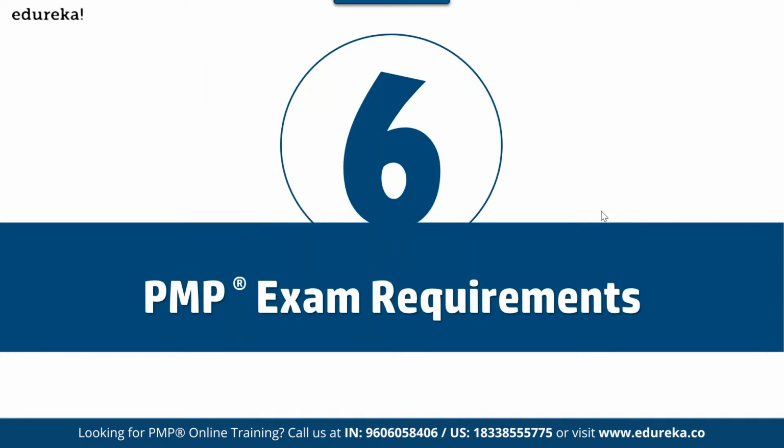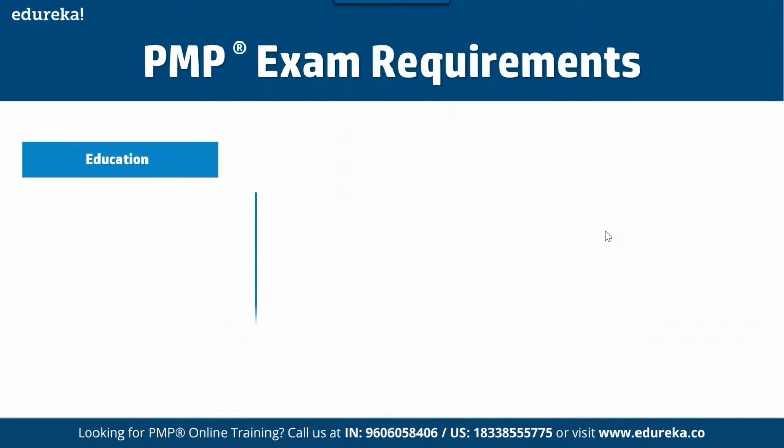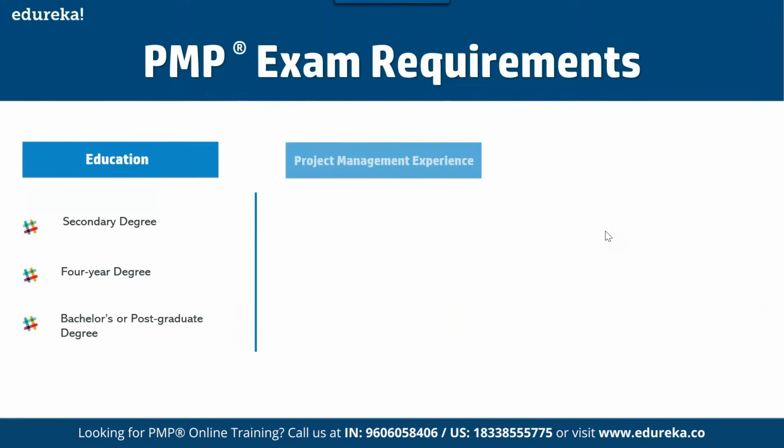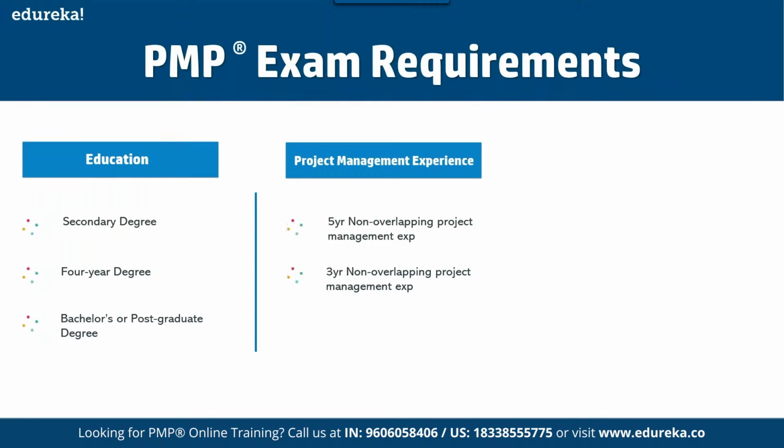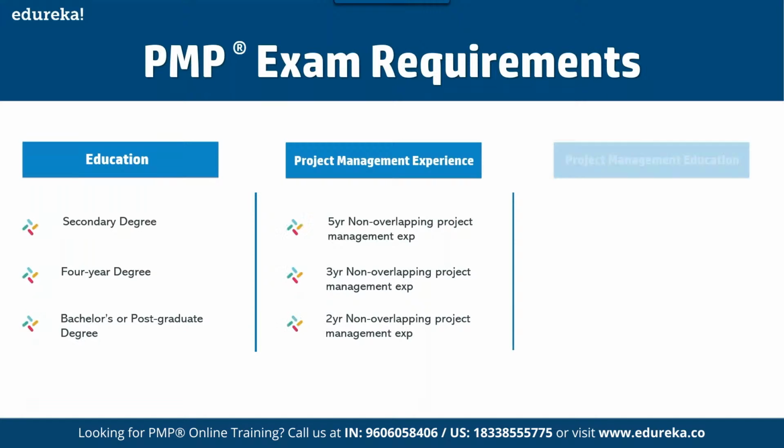Now, coming to the next part, which is the PMP exam requirements. In terms of education, you should have a secondary degree, a 4-year degree, or a bachelor's or postgraduate degree. In terms of experience, you should have 5 years of non-overlapping project management experience or 3 years of non-overlapping project management experience. If you hold a bachelor's or postgraduate degree, then having 2 years of experience is fine. If you already have a 4-year degree, then having 3 years of experience is fine. And if you have a secondary degree, then you will require 5 years of experience.